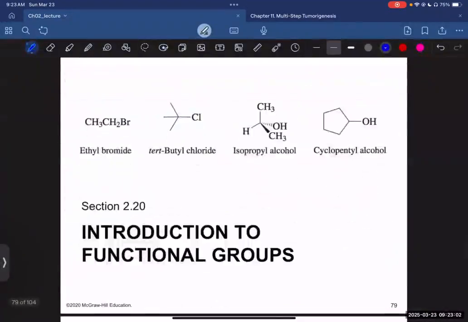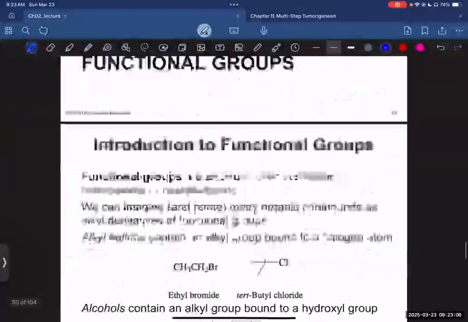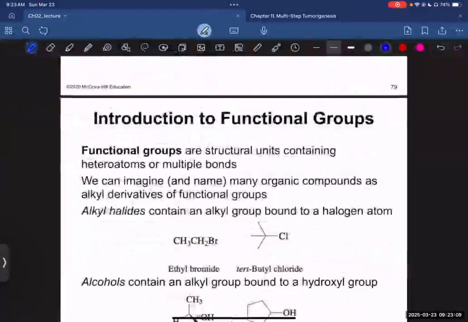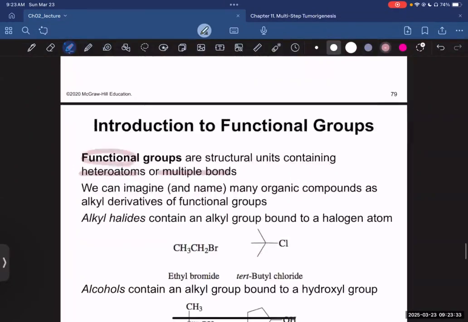Now, let's look at functional groups. When we look at what functional groups are, they're going to be any type of substituent, except it's not just going to be composed of carbons and hydrogens. Instead, it's actually going to have heteroatoms or multiple bonds. A lot of the times when we talk about functional groups, they actually have similar chemical properties within these different compounds. So we're trying to group them together based on their function.